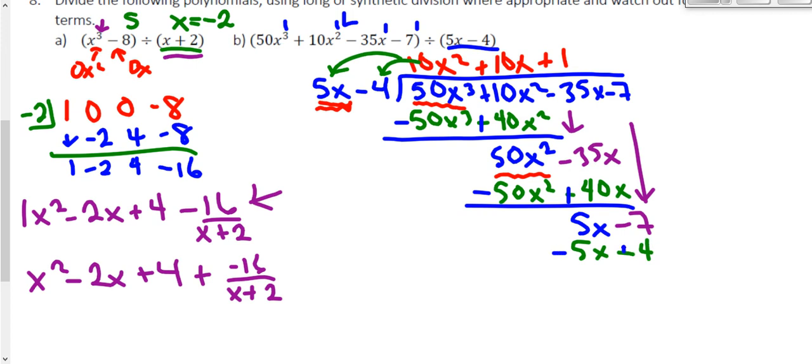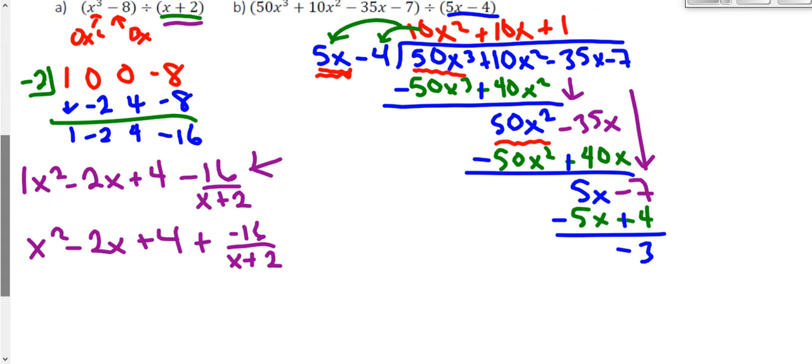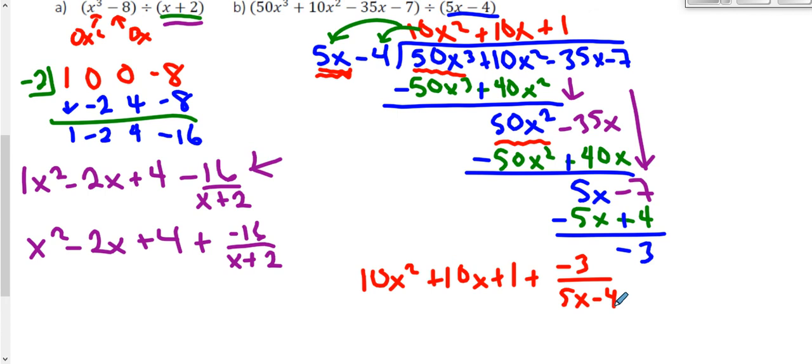I have nothing else to bring down here, and there's no way I can change 5x into negative 3 to begin with, so I'm going to have my final answer, which is consisting of my 10x squared plus 10x plus 1 plus my remainder of negative 3 over what I was dividing by, 5x minus 4. And again, you are welcome to simplify this as minus 3 over 5x minus 4. In this case, that is the proper way to simplify. So for this problem, both of these would be correct.